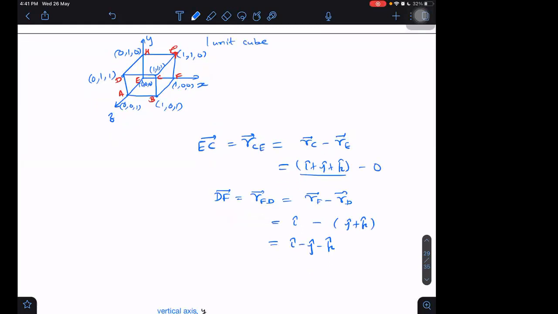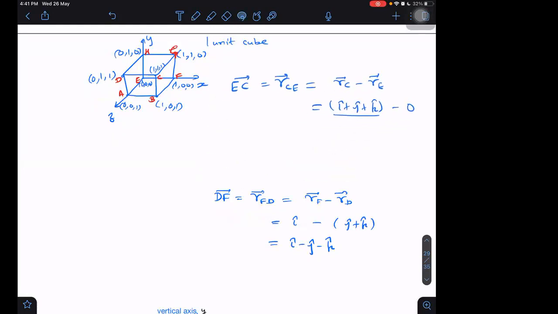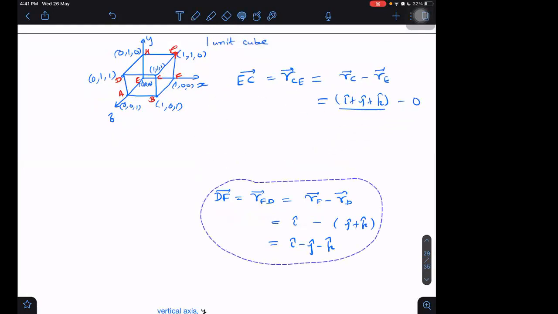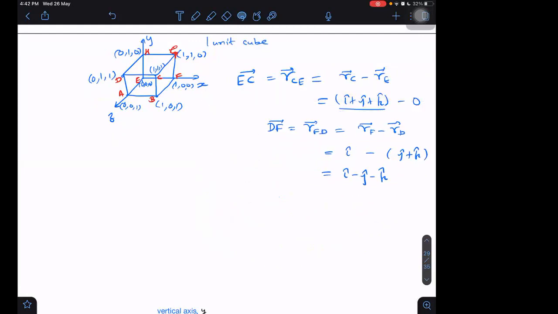Now, if I want to find the angle between two vectors, what is the formula for the angle between two vectors? One vector is RCE, another vector is RFD. I think you know cos theta can be written as RCE cap into RFD cap. Is it right or not? Dot product.